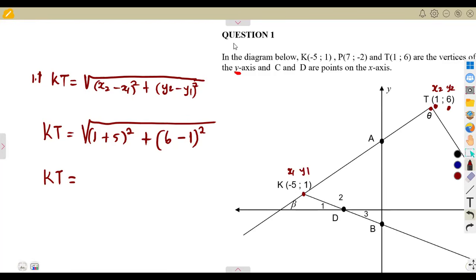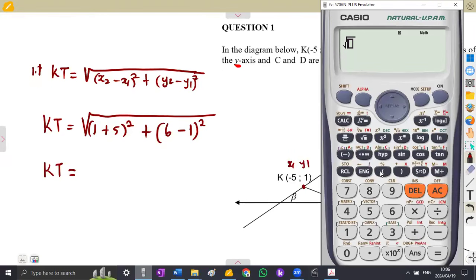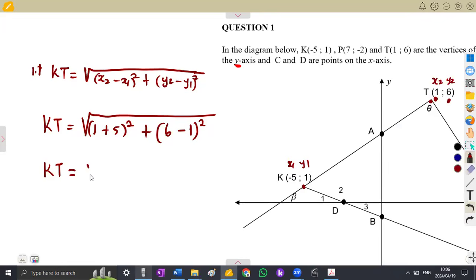If you are given something of this nature, it is enough to present your final answer. This is what I'm trying to say. We can just use our calculator this way. This is the square root of, you open a bracket, 1 plus 5 squared, which is just 6 squared, plus the bracket 6 minus 1 squared, which is the same as 5 squared. That gives the square root of 61. So you can just have it with this presentation, and then write your answer there.